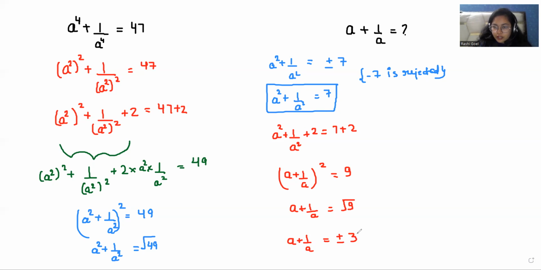Here we can't reject the negative sign because there is no square on the left hand side. So the value of a + 1/a is plus minus 3.